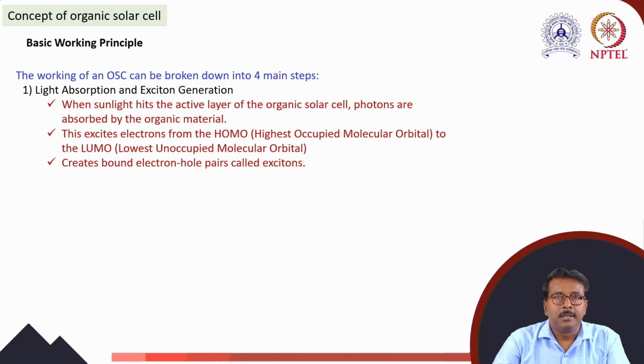First, let us discuss the working principle of solar photovoltaic cell in organic material. There are four main processes for generation of photovoltaic in organic solar cell. The first one is light absorption and exciton generation. Here one thing you can observe: in earlier lectures we have used the term electron hole pair generation, but here we are using exciton generation.